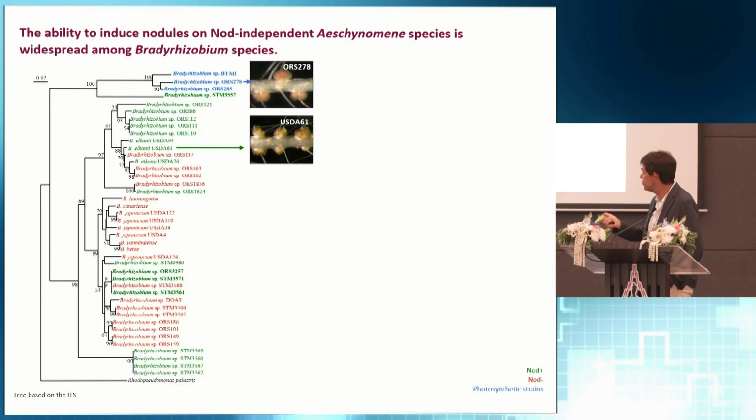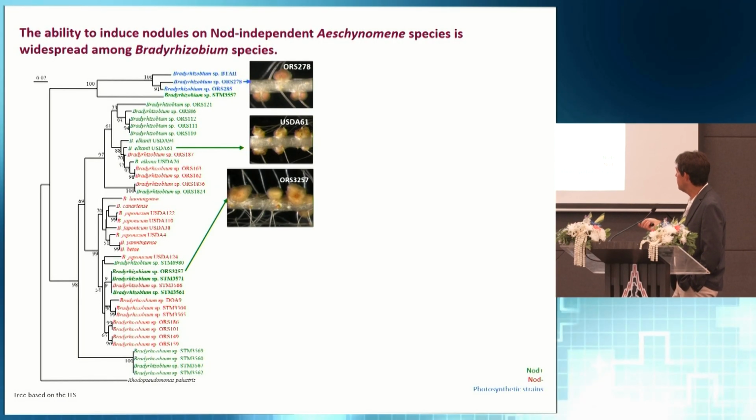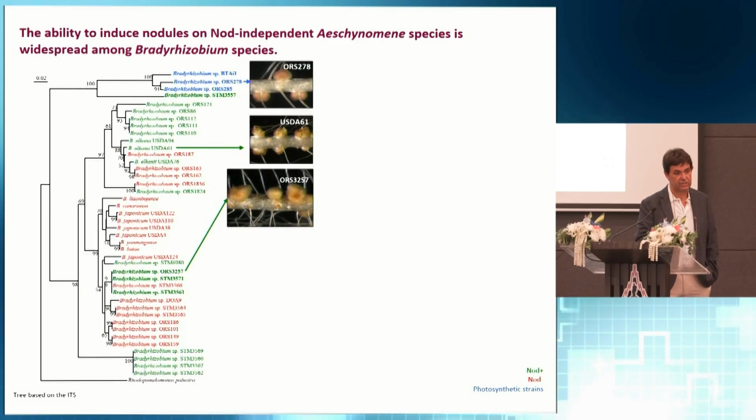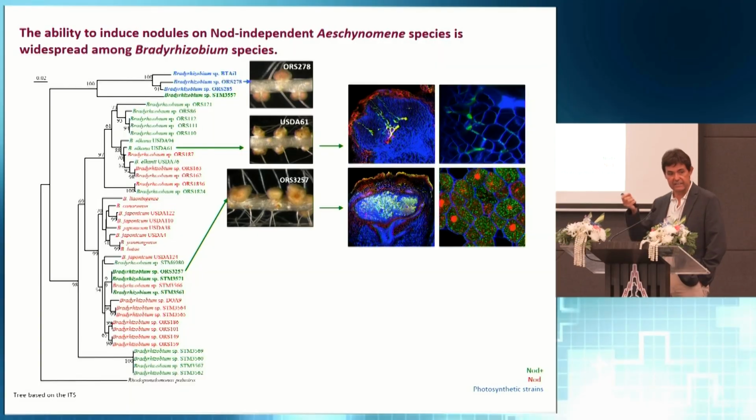Interestingly, it has also been shown that the strain USDA61 is able to nodulate Aeschynomene, the first legume species that I spoke about. We can observe here that this strain is able to induce nodules, and we also observe that a lot of different non-photosynthetic Bradyrhizobium strains can also induce nodules. Among them, the strain ORS3257 appears the most efficient. In contrast to the strain USDA61, which only induces nodules that are infected intercellularly, the strain ORS3257 can induce nodules that are infected intracellularly and for which we can detect nitrogenase activity.